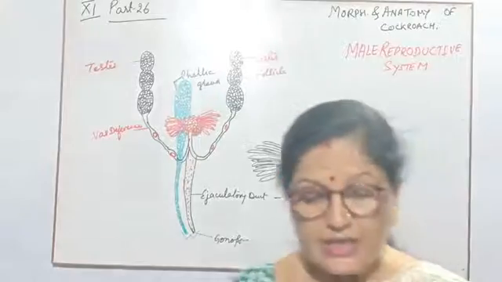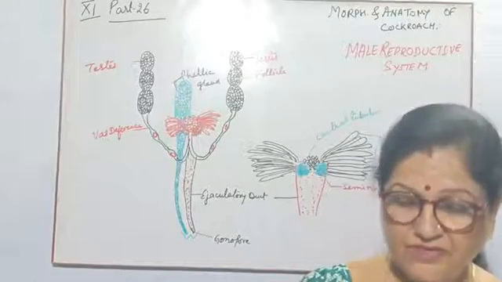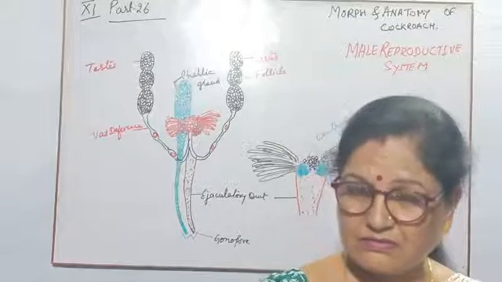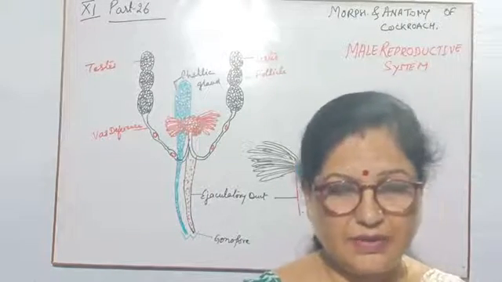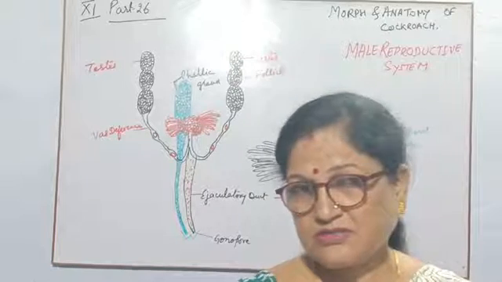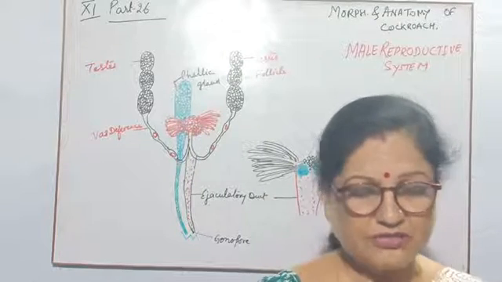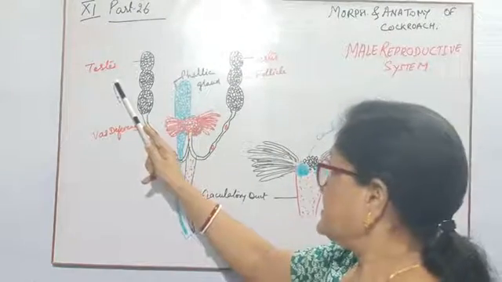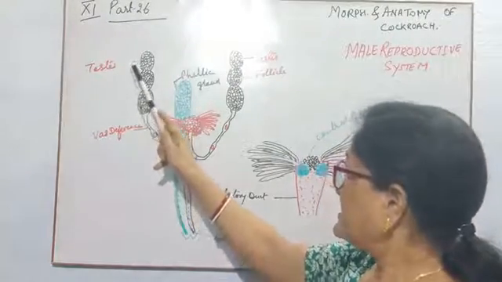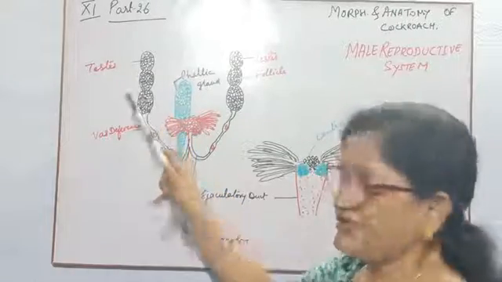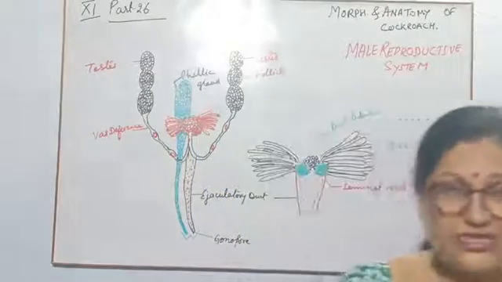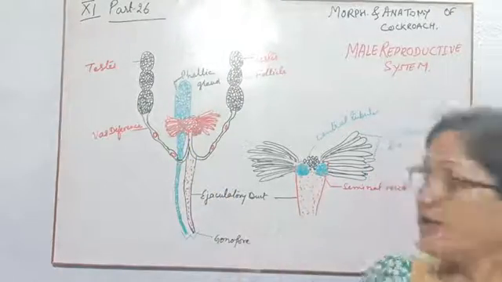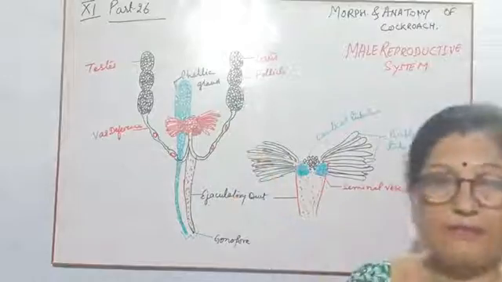So children, in the male reproductive system found in cockroach, as in a human being or any mammal, because it is also a bilaterally symmetrical animal, they are also having a pair of testes. Here it is written testes. Each testis is trilobed, a longitudinal structure having three lobes. This is also, you can see, a pair.